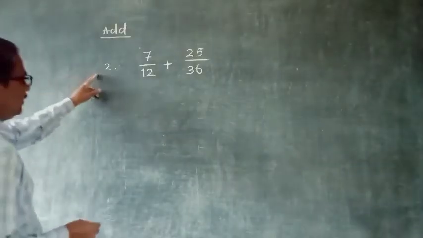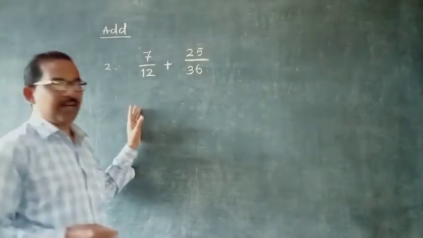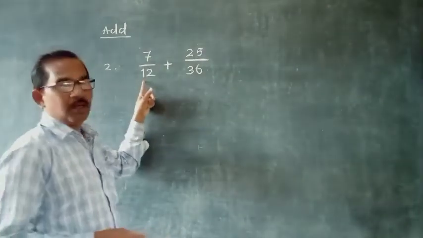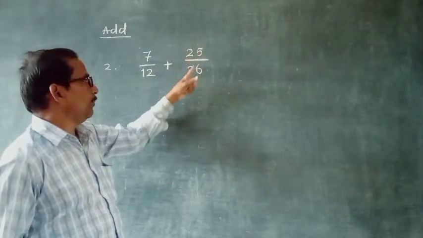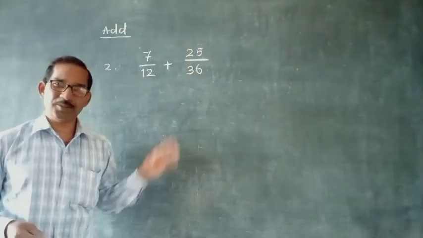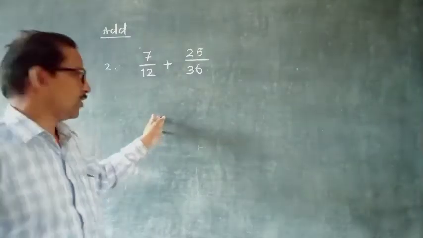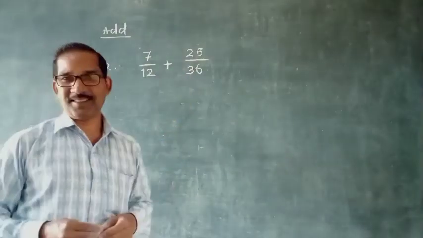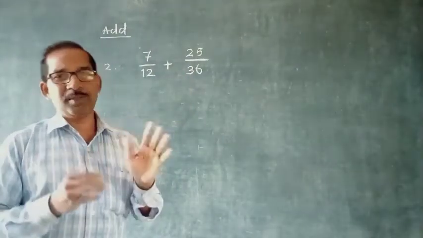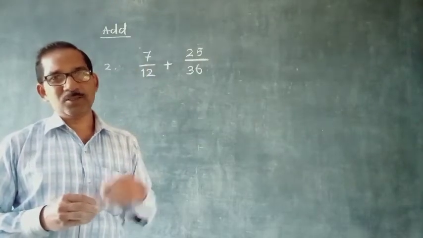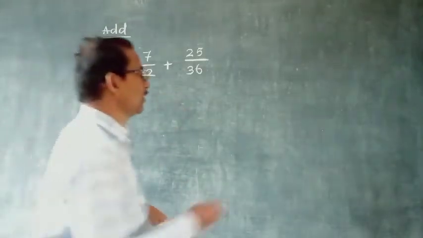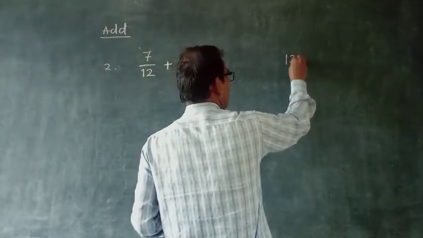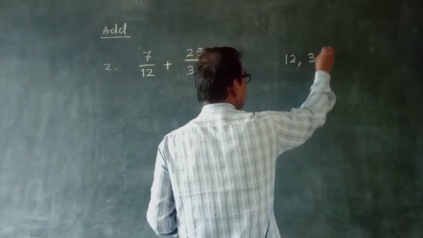So the second question, you are asked to add 7 upon 12 plus 25 upon 36. Here we see the two denominators 12 and 36, and both the denominators are different. So we have to find out the LCM of the two. Now you have to find out LCM of 12 and 36.